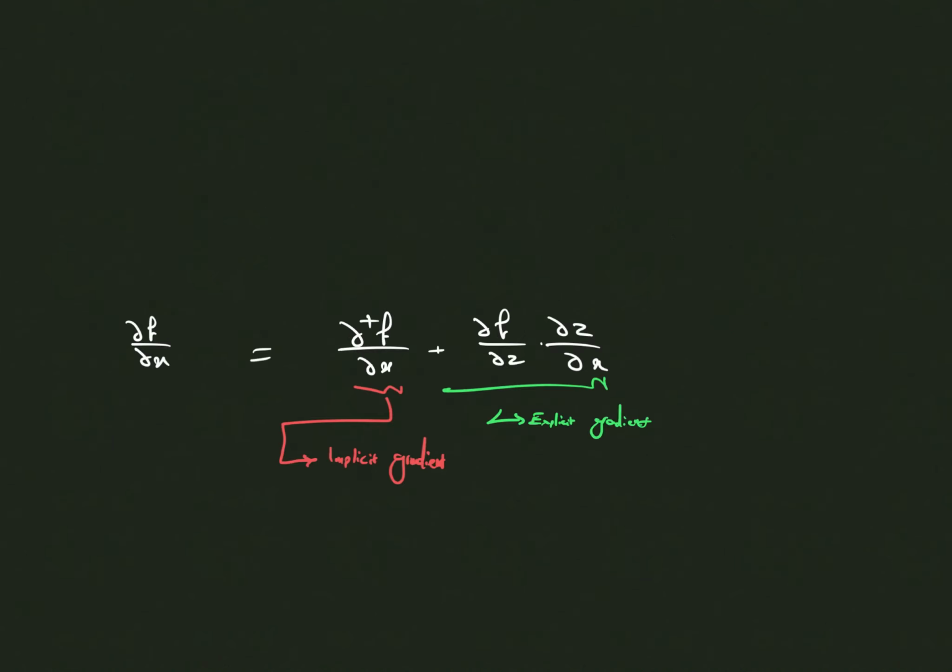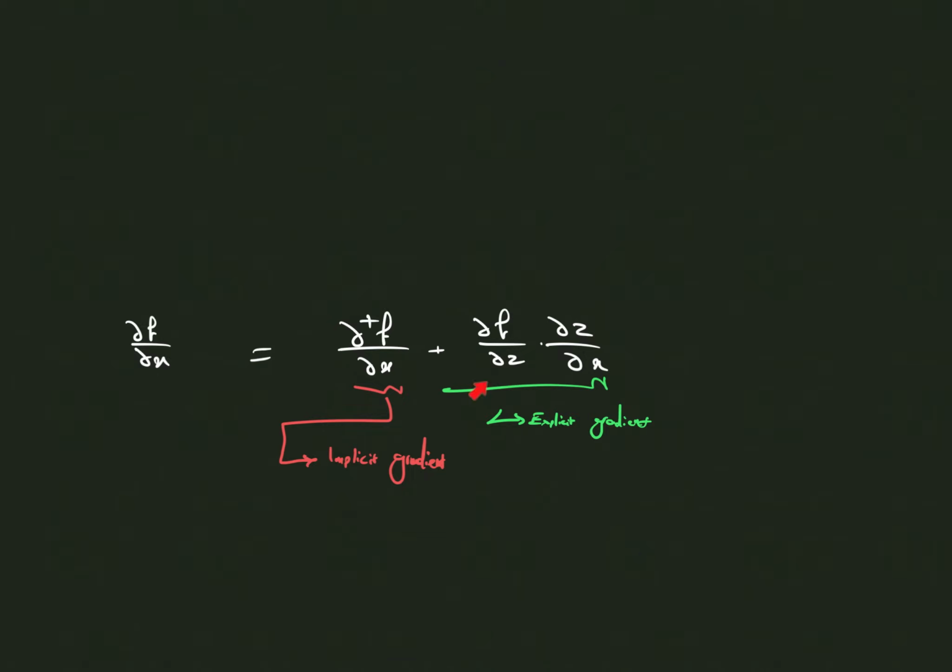The final form for this derivative can be written as this. First, we would have something that we call implicit gradient. What that means is that in the expression of f, consider all the z's to be constant and then derive the resulting expression with respect to x. This cross sign here kind of indicates that this is derived this way.